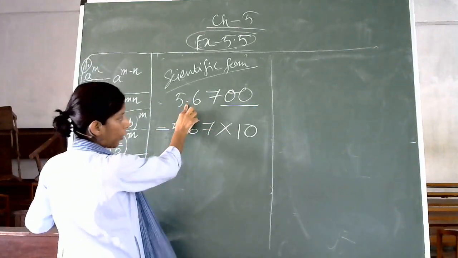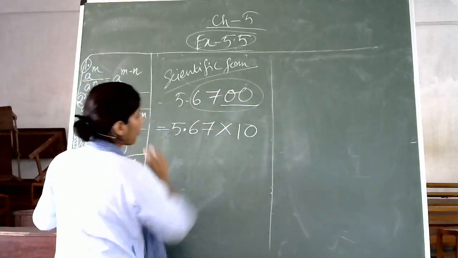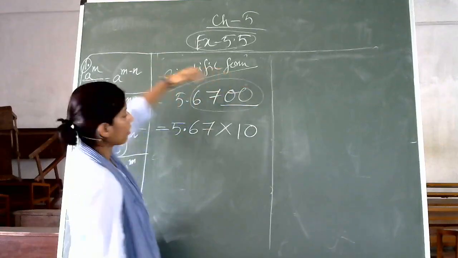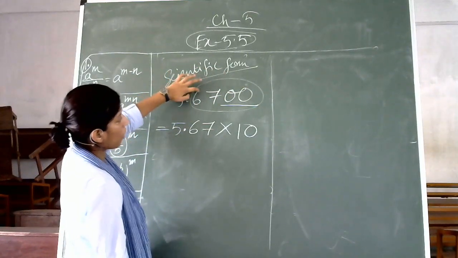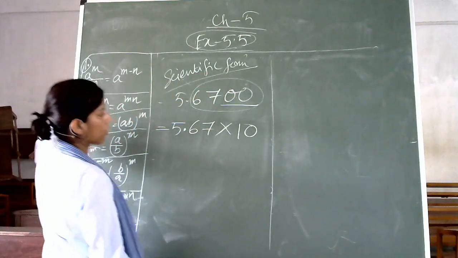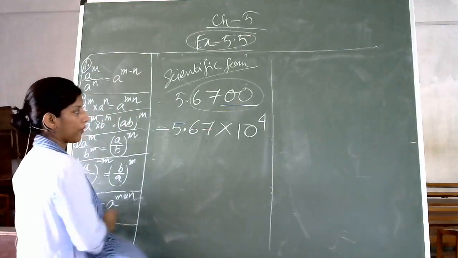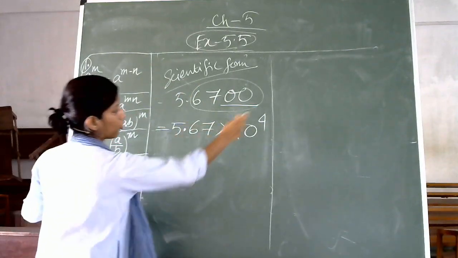So after this point, you count here. How many digits are there? 1, 2, 3, 4, right? If I put a point over here, after this point, how many digits? 1, 2, 3, 4, 4 digits. So I'll write it like this: 5.67, whatever number is there, you write. We'll be skipping the 0, and then 10 to the power 4.